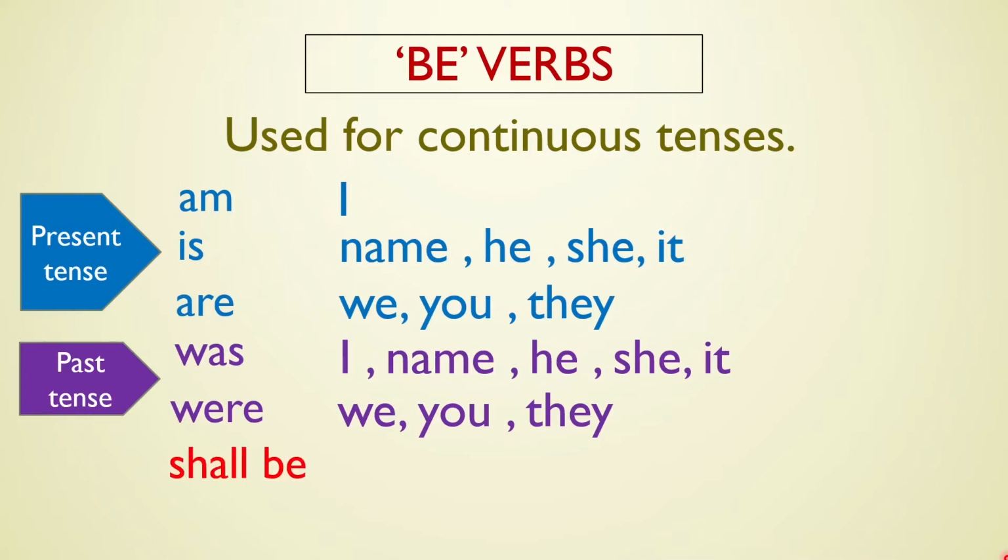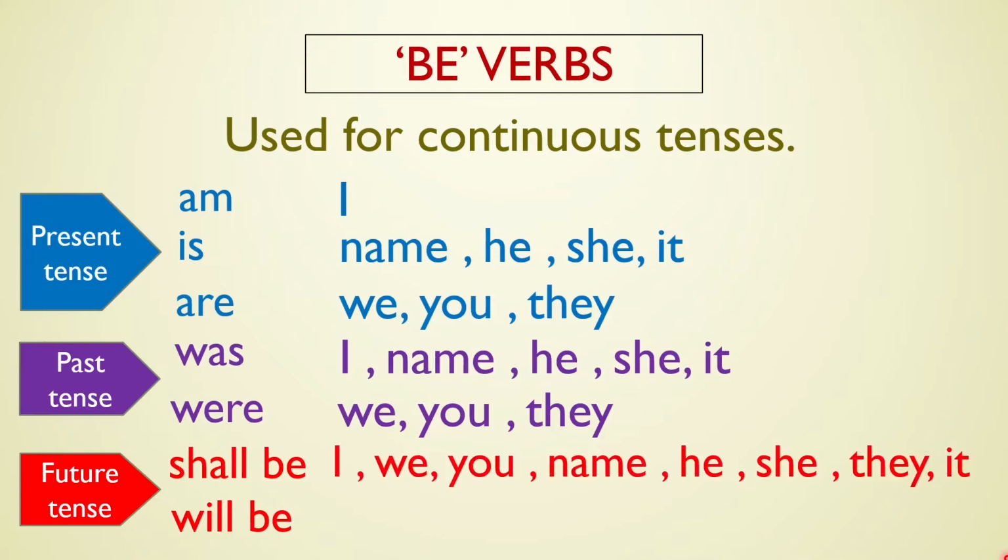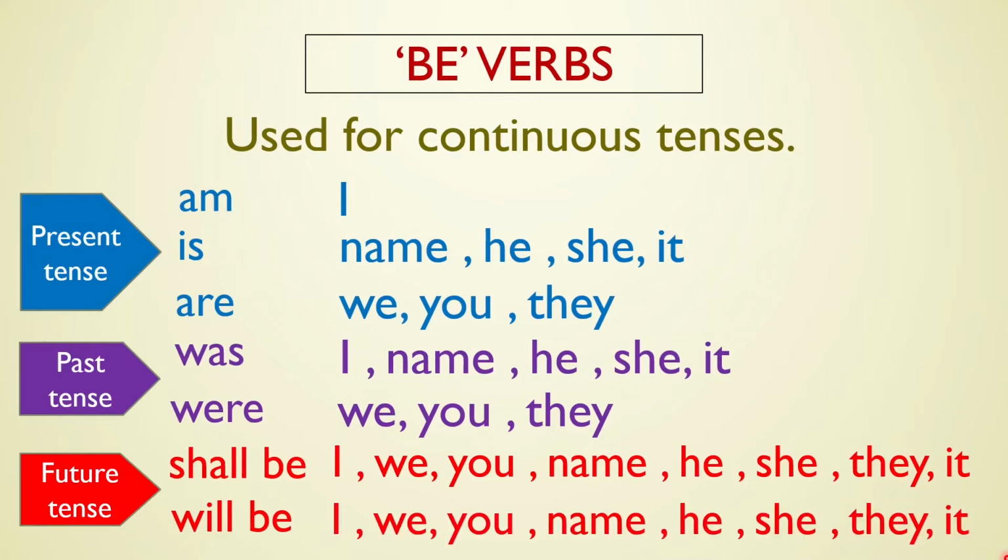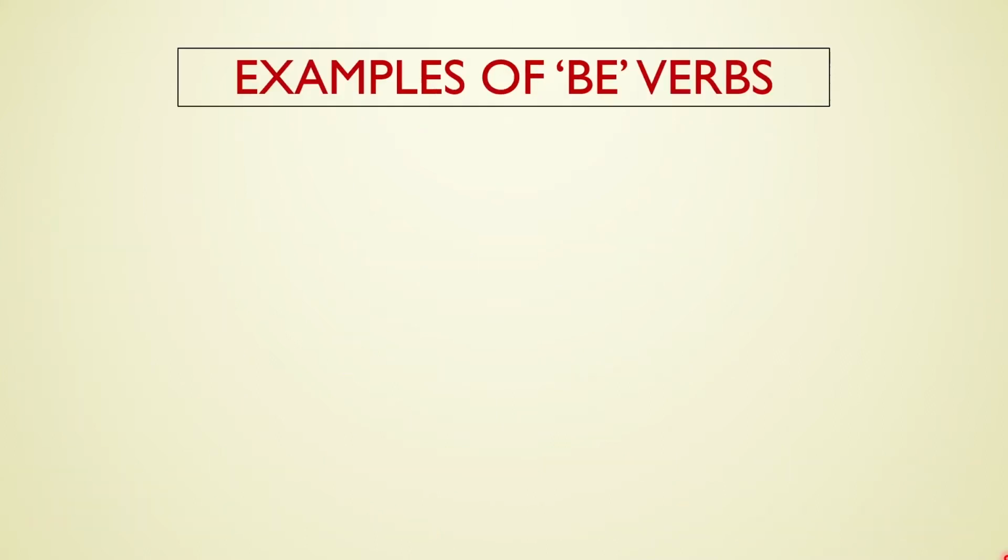Shall be and will be. These are used as future tense. That means that is going to happen. Shall be is used with I, we, you, any person's name, he, she, they, it. That means shall be and will be are used with any type of persons or any type of pronouns.